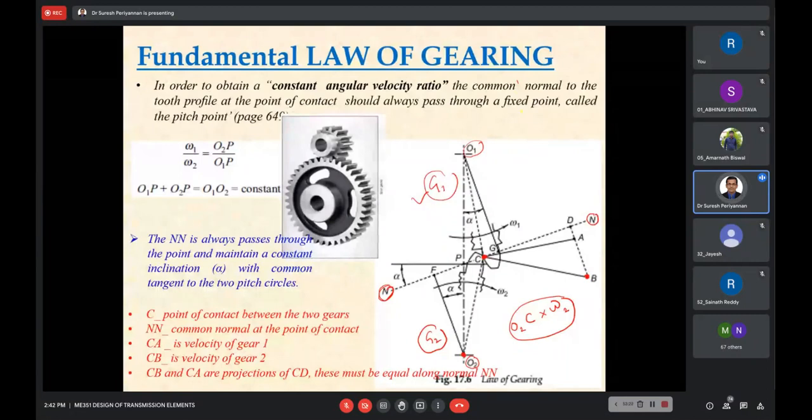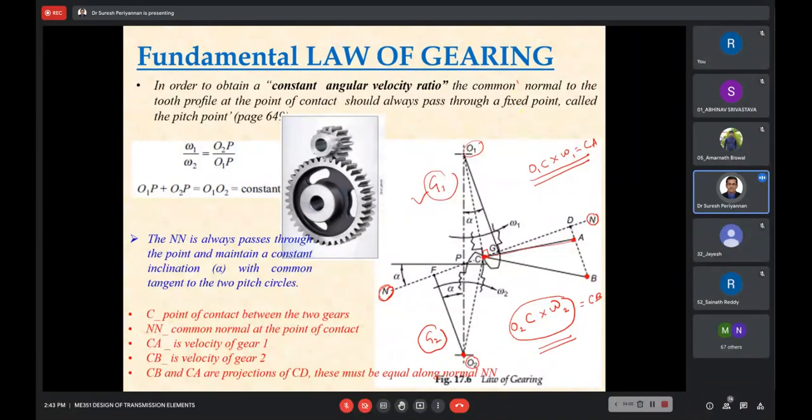Now, similarly, take the perpendicular line from the point C for O1C, that is CA. This other line is nothing but CB, the gear 2 velocity. Now, O1C into omega 1 is this perpendicular line. This is CA, the velocity of gear 1. This is CB, the velocity of gear 2.